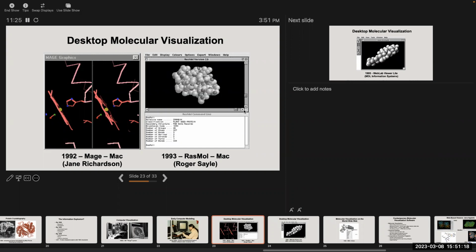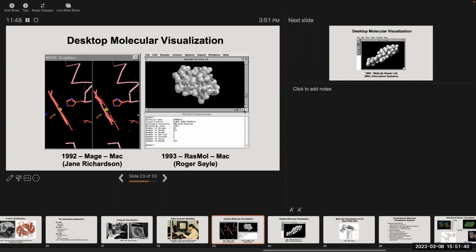It was produced by David and Jane Richardson at Duke University. You might remember Jane Richardson's name. She was the person who popularized the ribbon model of protein structure. And I showed you some examples of her ink drawings of ribbon models in my previous lecture.